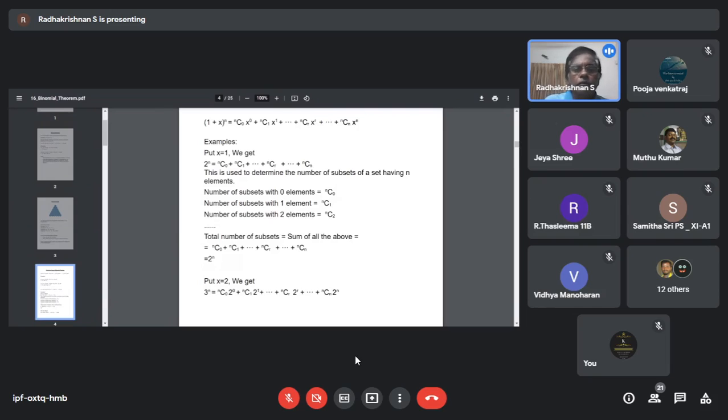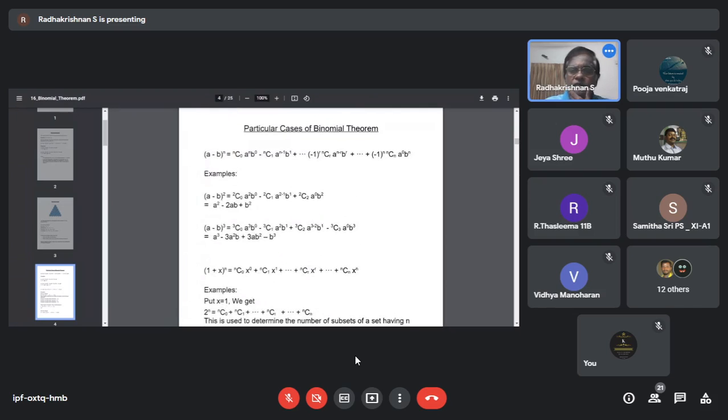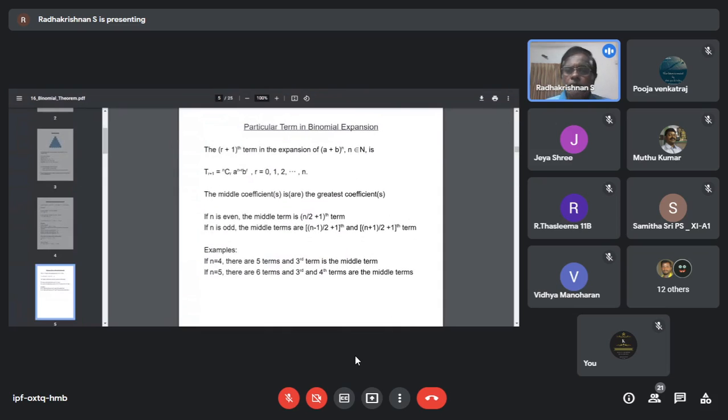Right. So these are the two special cases: 1 plus x whole to the power of n, and a minus b whole to the power of n. Next we come to the particular term in the binomial expansion. I have already told this many times while explaining the binomial theorem itself, that the r plus 1th term in the expansion is given by nCr a to the power of n minus r b to the power of r. This we write as T r plus 1 equal to nCr a to the power of n minus r b to the power of r.